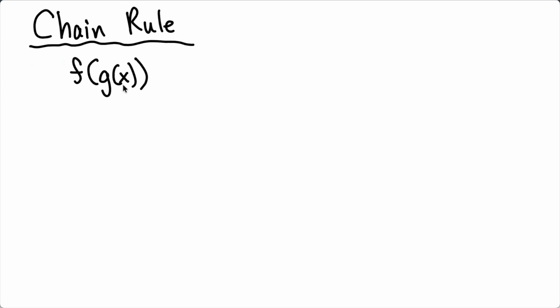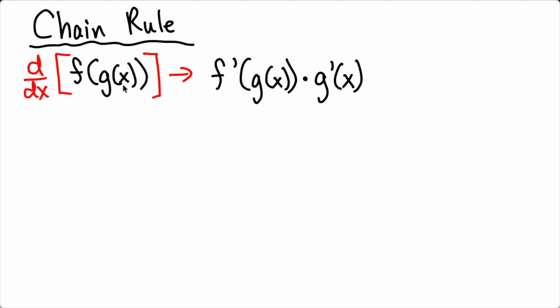And the way the chain rule works, when we want to take the derivative of a composite function, the rule is written like this. You take the derivative of the outside, leave the inside alone, times the derivative of the inside.